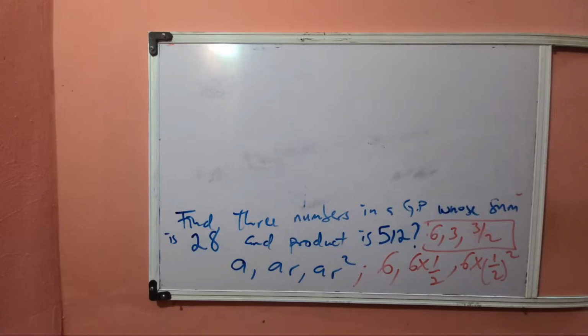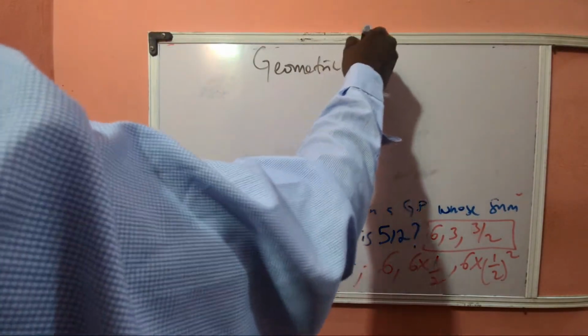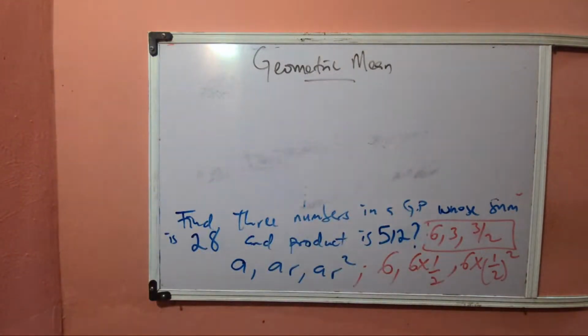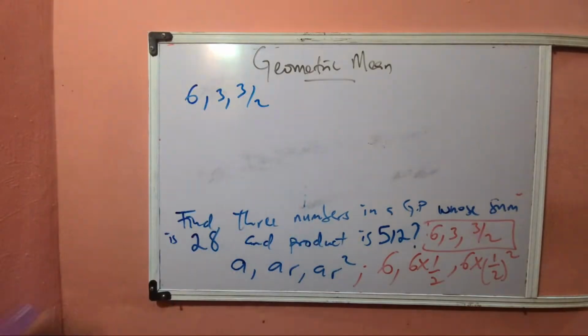All right, let's talk about geometric mean. This is a very vital part of geometric progression. So what and how do you recognize the geometric mean in a particular sequence? Very, very simple, very, very straightforward. I'm going to actually use the last result we got. Don't forget, this was the last result we got. We got 6, 3, and 3 over 2. 6, 3, and 3 over 2 were three particular terms of a particular geometric sequence.